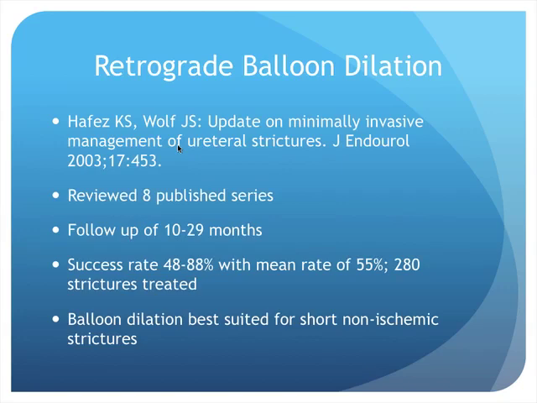Another more recent review of the literature looked at 8 published series with a mean follow-up of 10 to 29 months, and their success rate was quoted as 48 to 88% with a mean of 55%, and they looked at 280 strictures. And again, they concluded similarly that short non-ischemic strictures were best treated with a balloon.